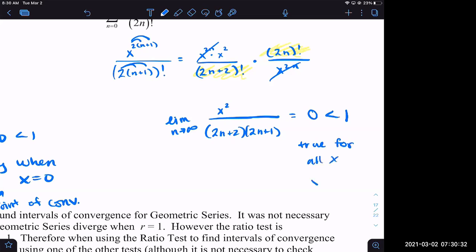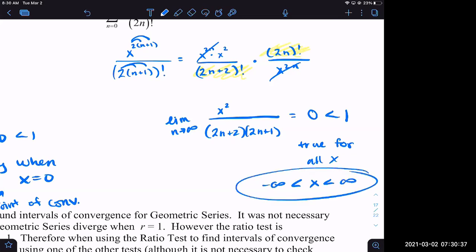So therefore, our interval of convergence, x can be anything from negative infinity to infinity. So the interval of convergence is any value of x you want, you're always going to get 0, and 0 is less than 1. So it converges for all x. Well, we can't plug in infinity, but for any large value, the denominator is still going, because the ratio would end up giving us a number close to 0 or a value less than 1.